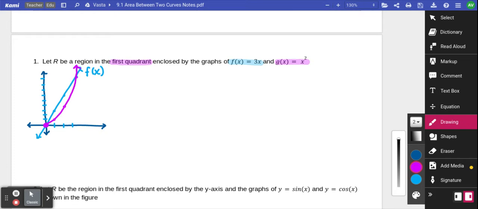Obviously, if I were to graph the whole parabola, there would be a whole other side to the curve over here. But since I only care about the first quadrant, I'm only looking for the area in the middle between those two graphs because it says enclosed by those graphs.